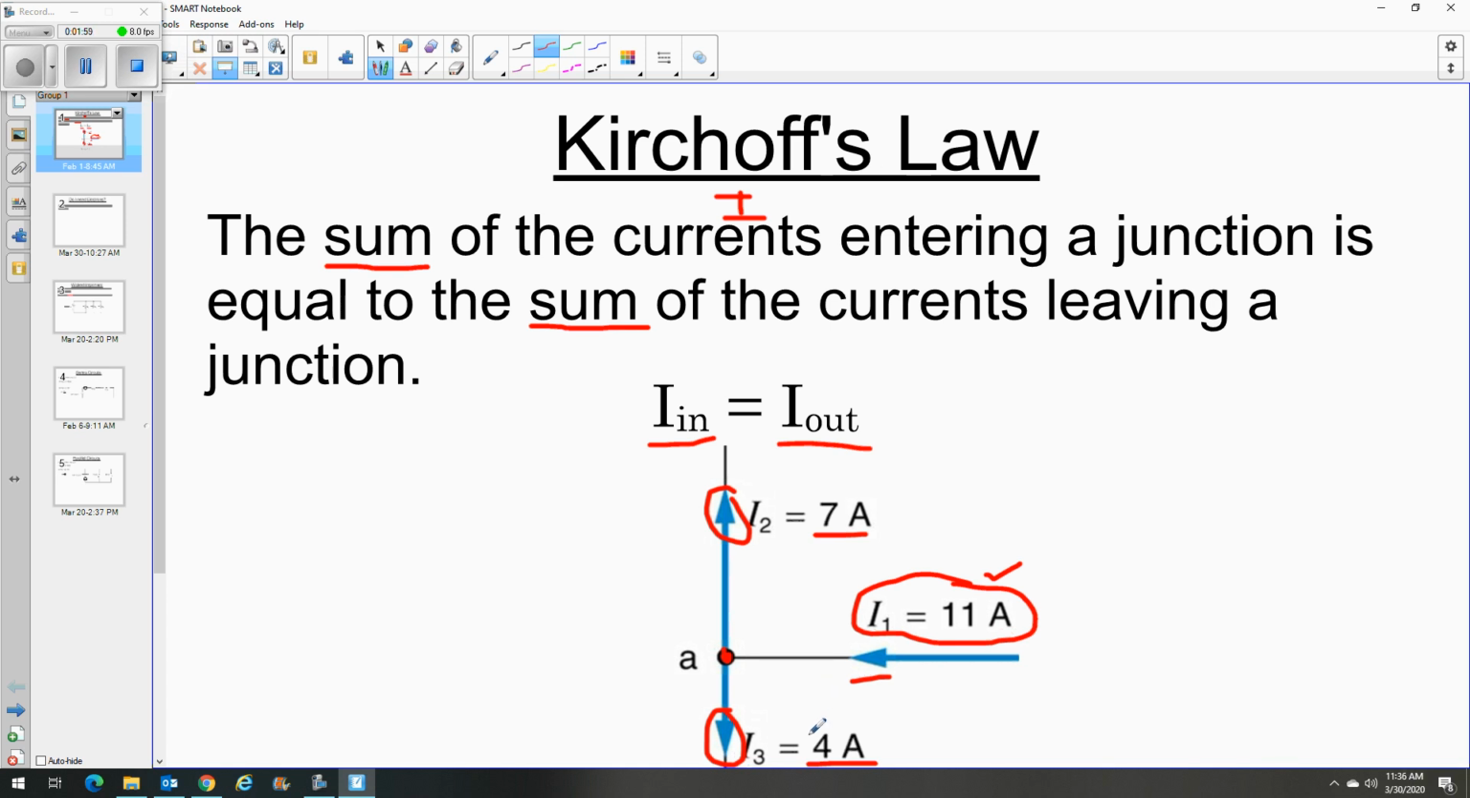Now, a typical test question might have an unknown current leaving the junction. So you would look at the arrows and say, okay, I have 11 amps in, and I only have 7 amps flowing away from the junction. That can't work. I in has to equal I out. So you could therefore do some subtraction and figure out that the other current, I3, must be 4 amps.